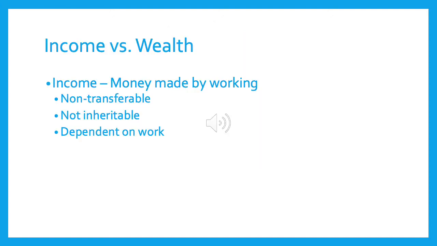So unlike wealth, income is money made by working, or occasionally as income from investments. So income, unlike wealth, is not transferable. So if I earn, say, $50,000 a year working, I can't transfer that income to somebody else. If I quit working, the money stops coming in. I can't transfer my income to another person. It's not inheritable. My children will not inherit my income when I die.